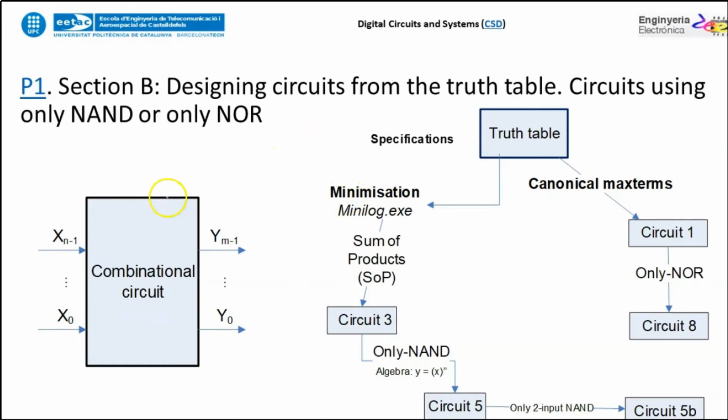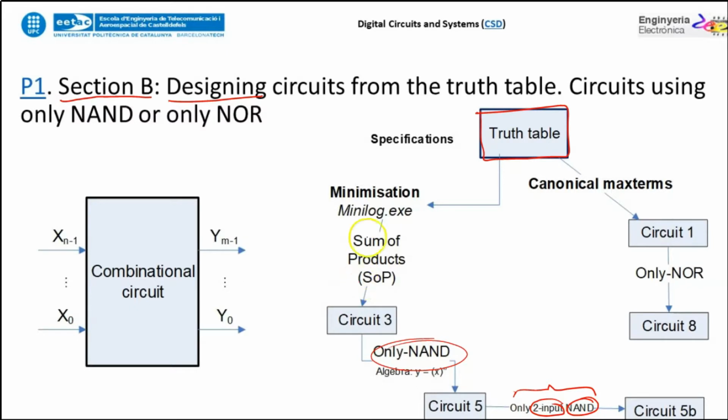Hi, this time we are again in section B, designing structural circuits from the initial truth table. What we have in mind now is to go through the idea of using only NAND, and perhaps constraining the requirements even more. For example, designing circuits using only NAND, but the NANDs to be only 2 input.